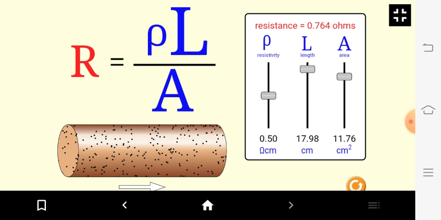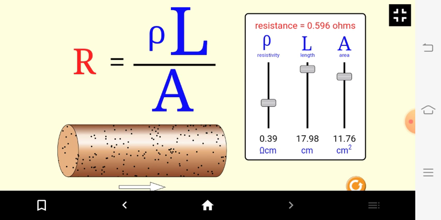As you can see in this formula, R stands for resistance. Rho is the specific resistance, also known as resistivity. I am keeping rho fixed because it is constant for a given conductor. L stands for length, A for area of cross section. As you can see, resistance and length are directly proportional.